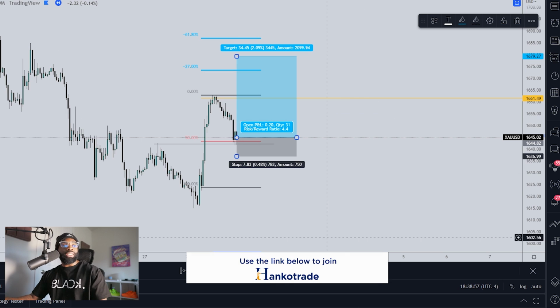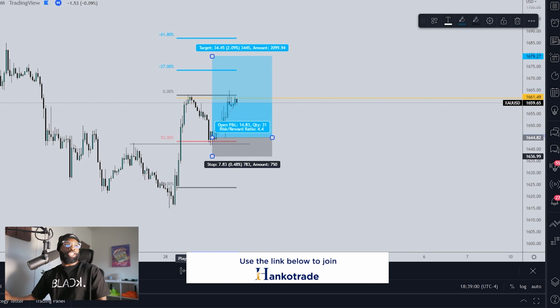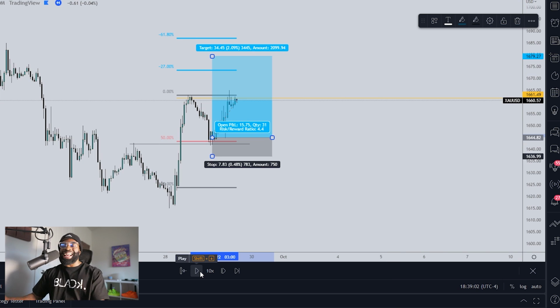So what we're going to do is simply take this buy, and we're going to see what happens. And as you guys see, TP1 immediately smashed. Now, since TP1 immediately smashed, we can simply go ahead and take out 50% and then move our stop loss to break even to minimize this trade.